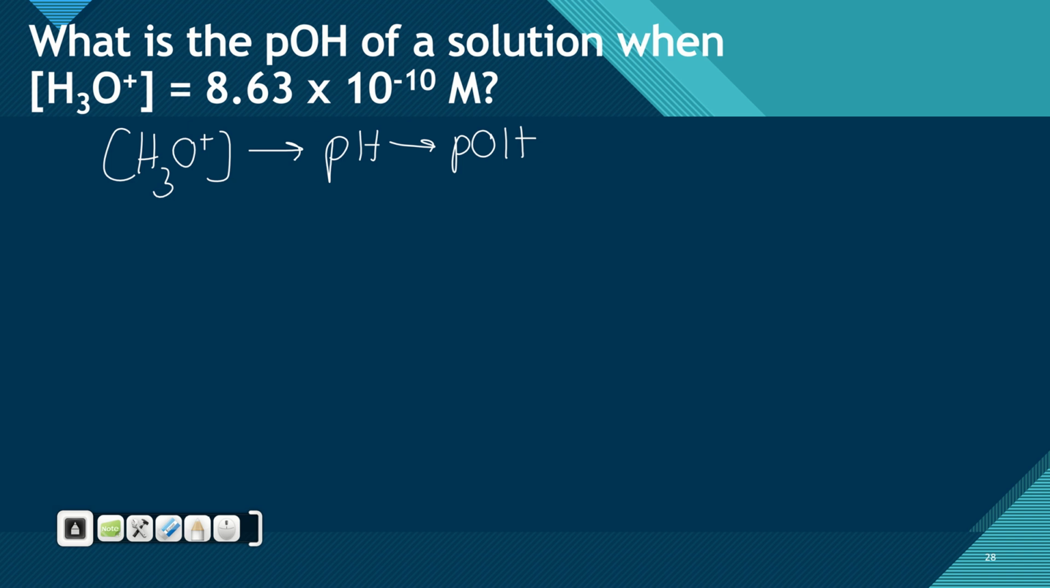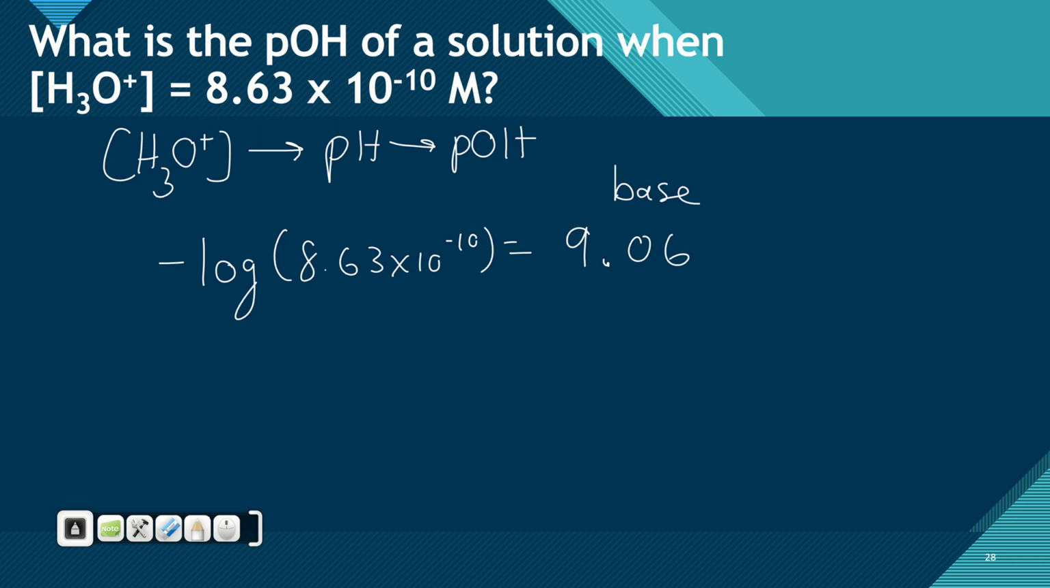If I'm starting with concentration, I need to turn it into pH first. So negative log of 8.63 times 10 to the negative 10th. That is giving me 9.06. So this is a base, because that's my pH. And then 9.06 plus pOH equals 14. pOH will equal 4.94.